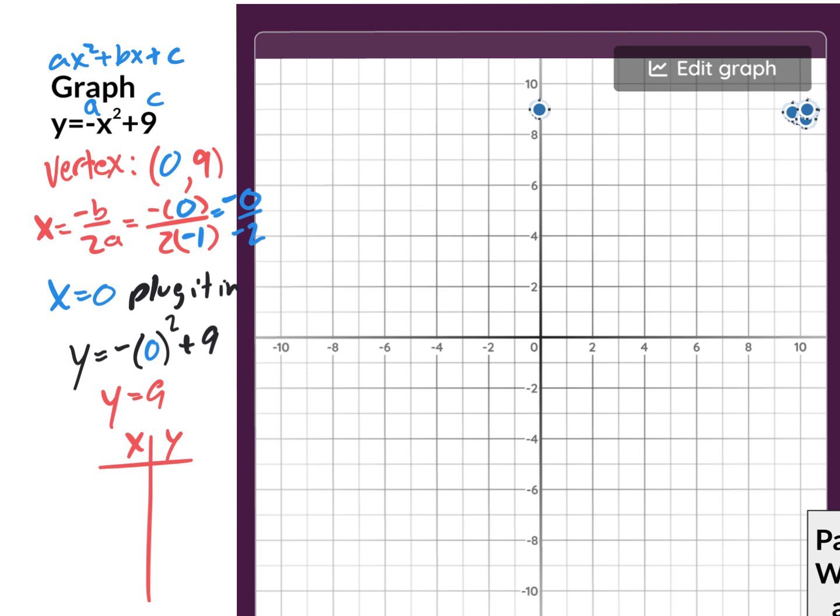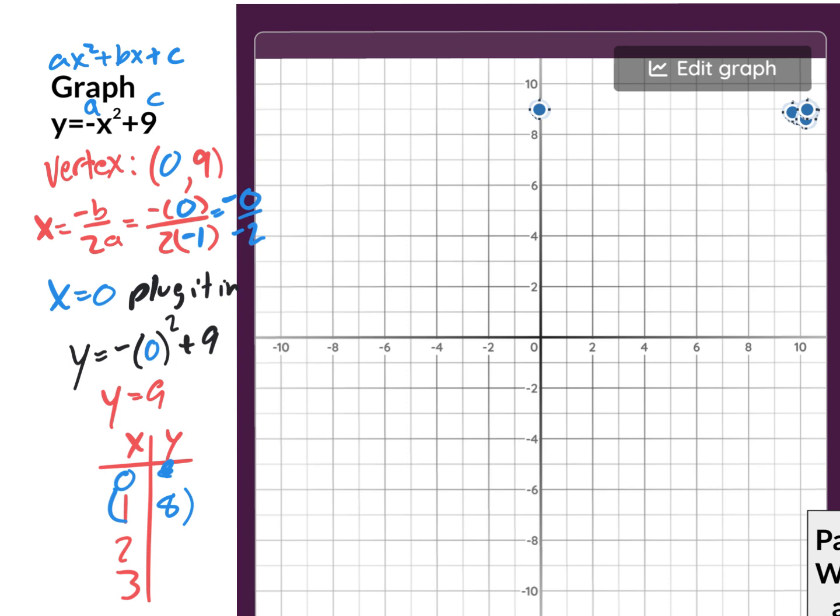One option is to plug in numbers like 1, 2, and 3. Why would I not plug in 0? Because I already plugged in 0 for x and I got out a 9. If I plugged in 0 again, I'd get out a 9 again. So you could plug in a 1. You do exponents first. 1 squared is 1. With the negative in the front, it's a negative 1. And negative 1 plus 9 is 8. So 1, 8 is a point.